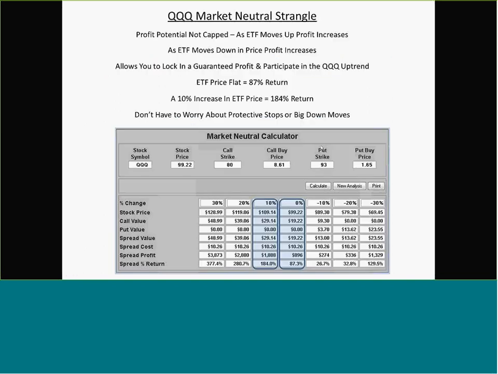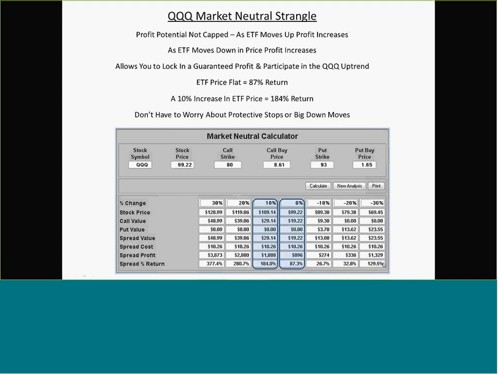I have a market neutral calculator that will calculate the profit potential for this trade based on various price changes in the triple Qs at option expiration, in this example from a 30% increase to a 30% decline. So in this bottom row here is the percent return. So we can see by buying that 93 strike put that I can't lose money with this trade. In other words, I locked in a profit no matter what the underlying QQQ does.